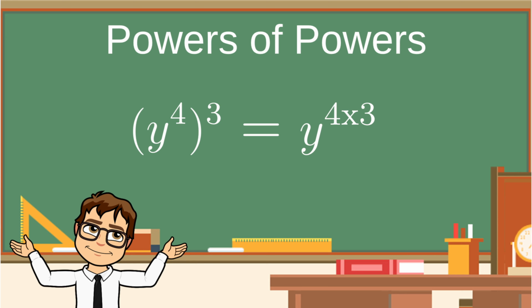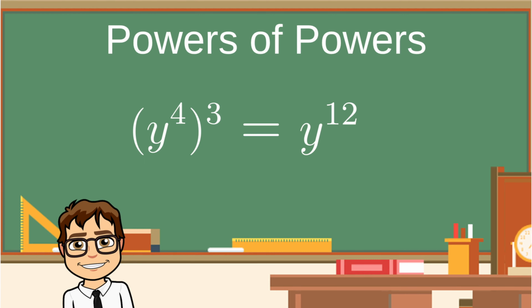So that means, to simplify y raised to the fourth raised to the third power, all you have to do is multiply 3 times 4, which gives you y to the 12th. And you're done. Now that wasn't so bad, was it?